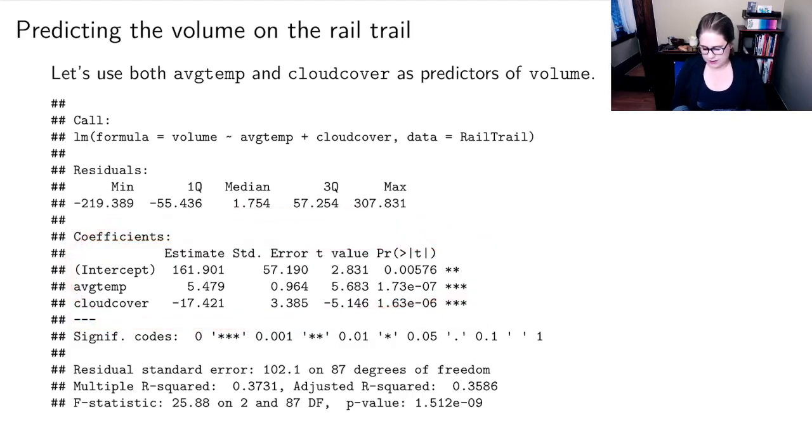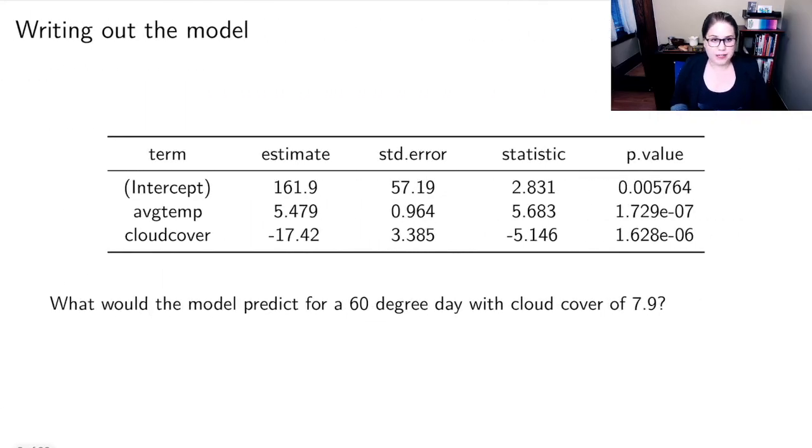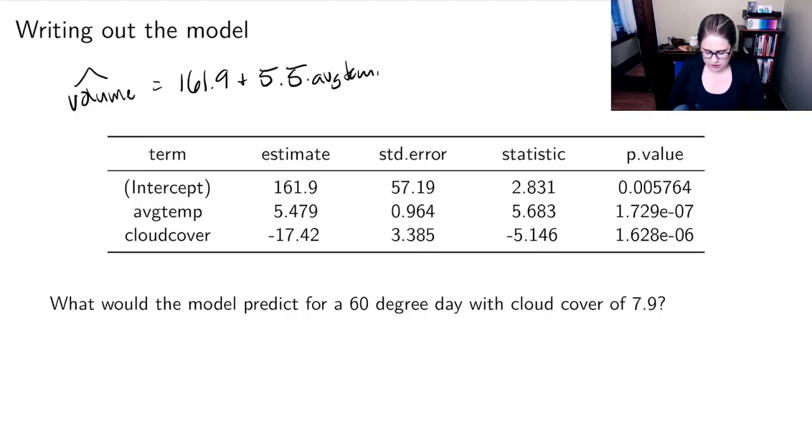So this has my estimate. These are my coefficients. Here's my B0. Here's my B1. Here's my B2. So I have the same information in a little bit neater table right here. So I could write out the model. It's going to be volume hat because I'm predicting the number of people, the volume on the rail trail. It's going to be 161.9 plus 5.5 times the average temperature minus 17.4 times the cloud cover.